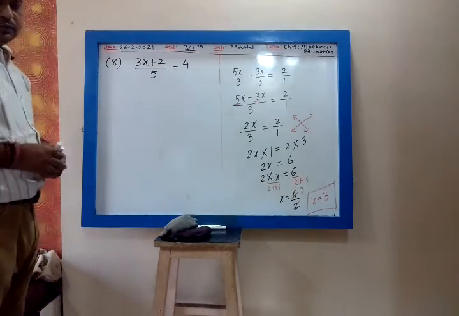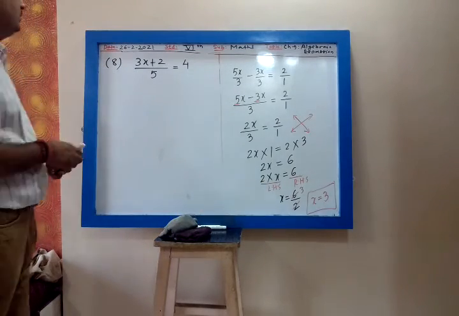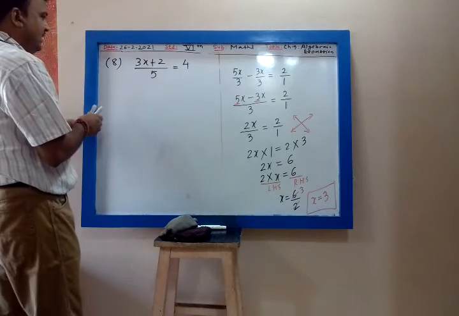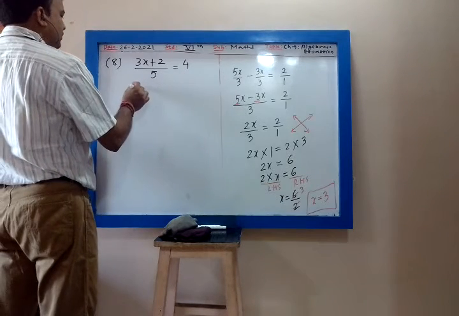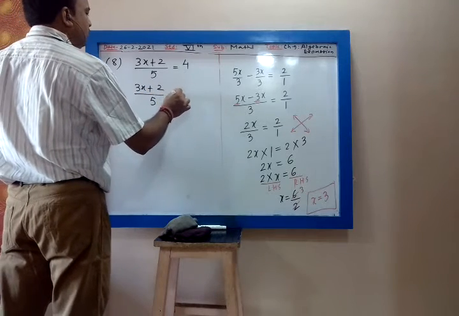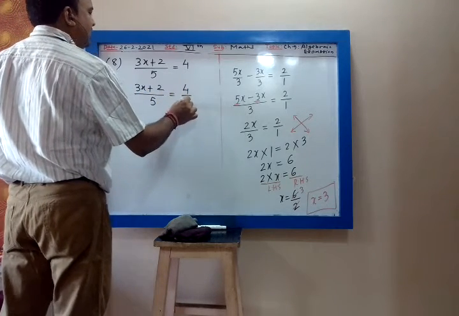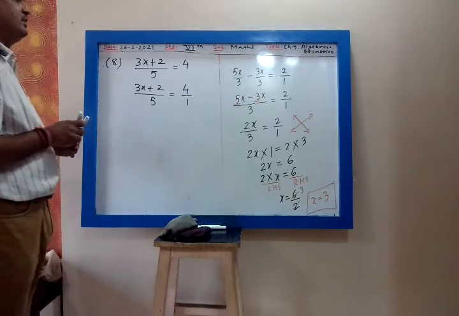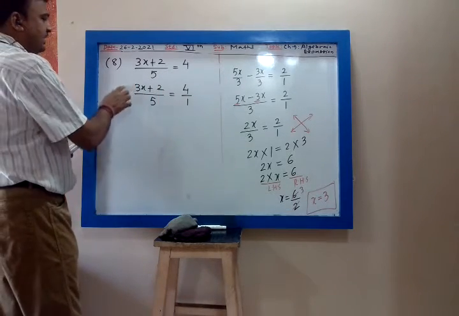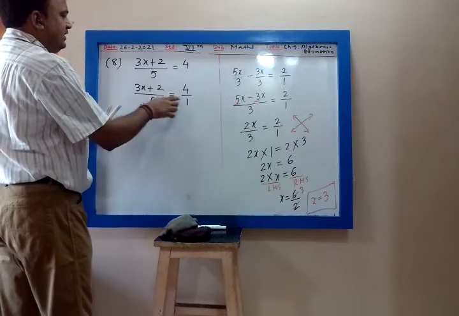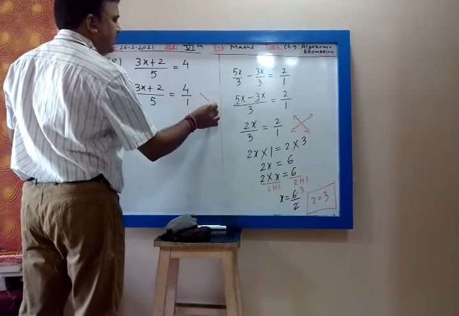So (3x plus 2) upon 5 is equal to 4. So I can write (3x plus 2) upon 5 is equal to 4 upon 1, because the left hand side is a fraction, so on the right hand side we also write a fraction. Now this is one fraction, this is the other fraction. There is equality of fractions. Whenever there is equality of fractions, we cross multiply.